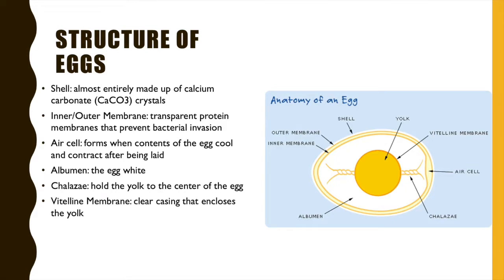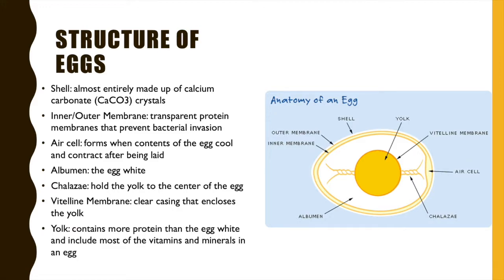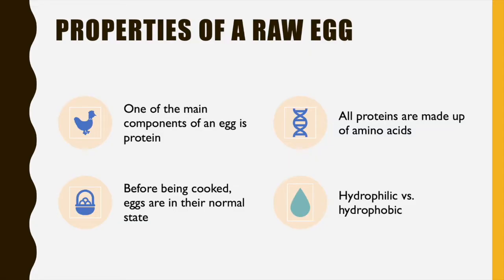Next is the vitelline membrane. This is the clear casing that encloses the yolk. And finally, the innermost layer of the egg is the yolk. The yolk contains less water and more protein than the egg white. It also contains some fat and most of the vitamins and minerals of the egg. The yolk also is a source of lecithin, which is an effective emulsifier and can be used in experiments such as making hollandaise sauce.